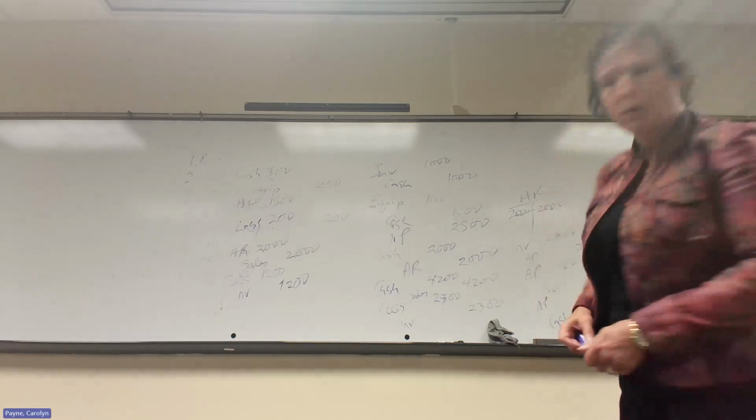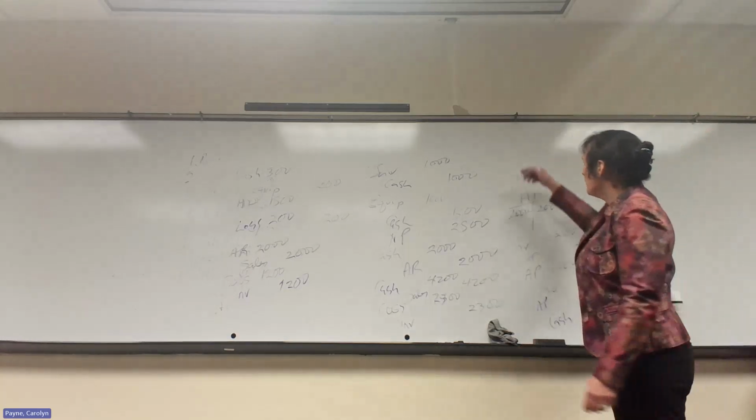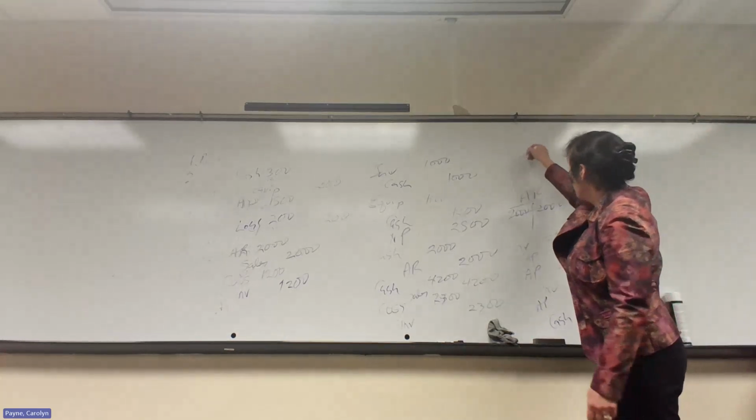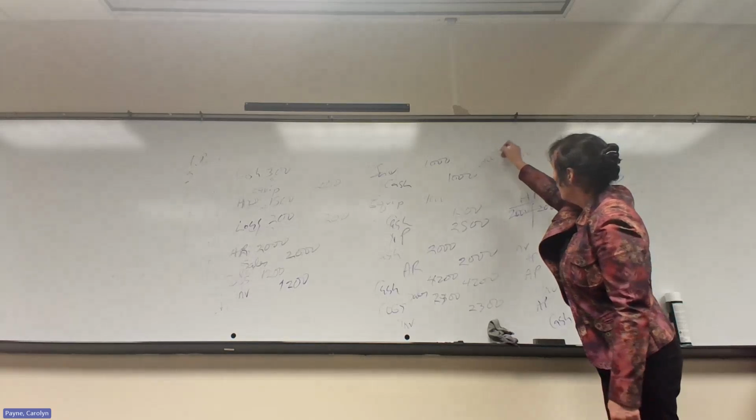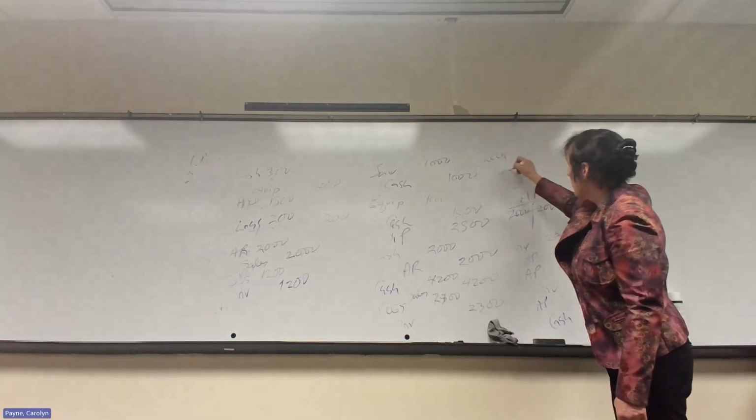And then pay the utility bill for $210. What's the journal entry? Debit utility expense, credit cash.